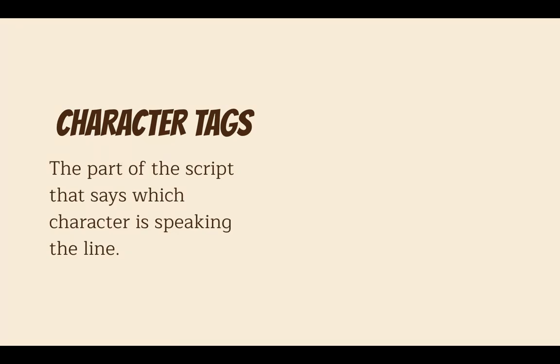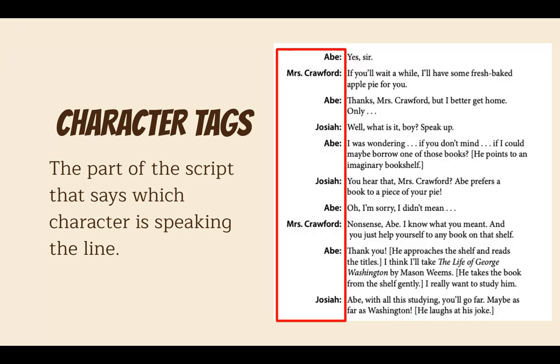Then you have character tags. This is the part of the script that says which character is speaking the line. And it's really important so that the actors know what they're supposed to say and it doesn't get confused. This is the part of the script that shows the character tags. It tells you who is speaking, who is saying what, whose turn it is, and all of that.